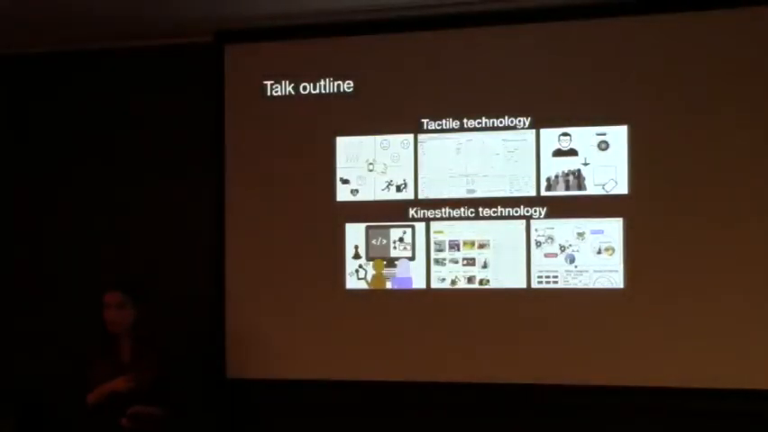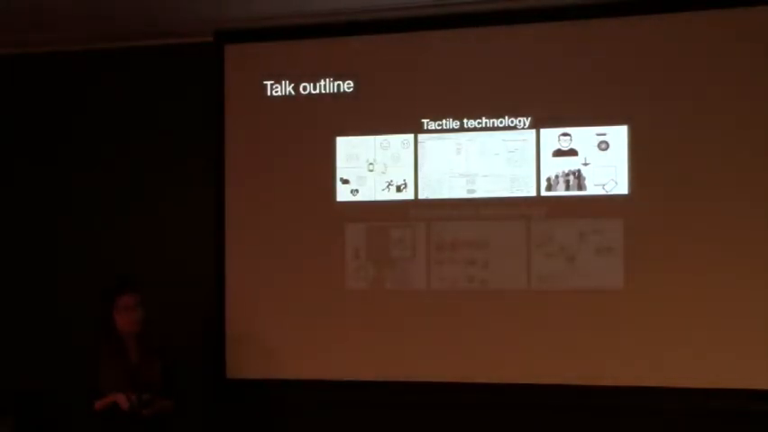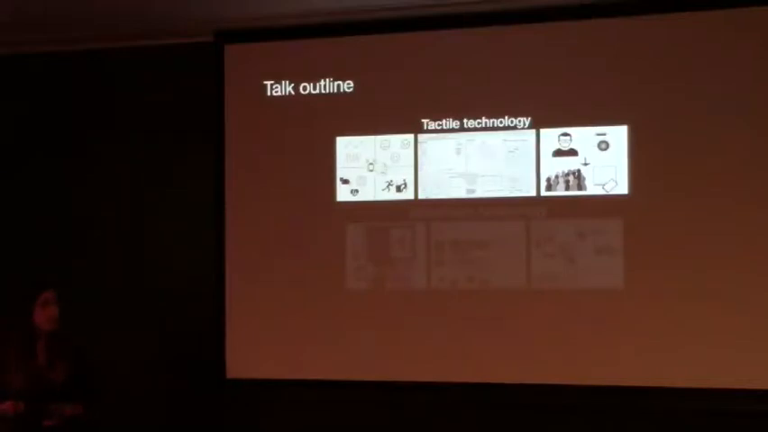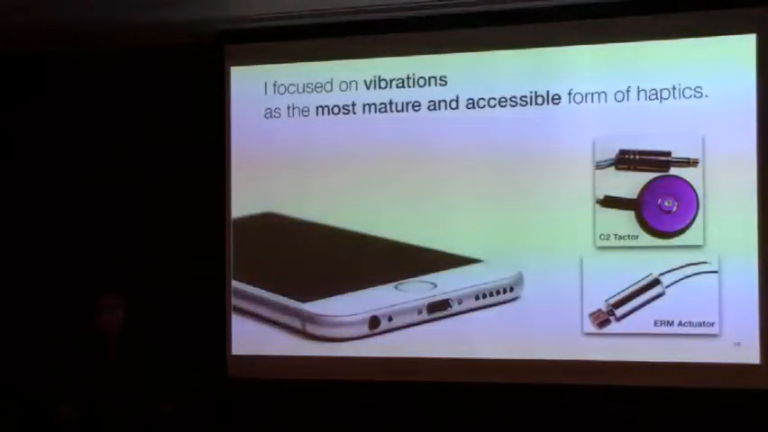So today I'm going to talk about 6 projects. 3 of them are in the area of tactile technology and 3 in kinesthetic technology. So starting with tactile technology, where I spent my PhD, I focused on vibrations because this is the most widespread and accessible type of haptics. And I used the C2 tactor, this round purple actuator. It's kind of like a high fidelity actuator. You have a lot of parameters that you can control, so you can create lots of patterns. Later in my PhD, I studied whether the patterns that we create on the C2 tactor can be translated to lower fidelity actuators, such as the eccentric rotating mass actuators that we have in our cell phones.